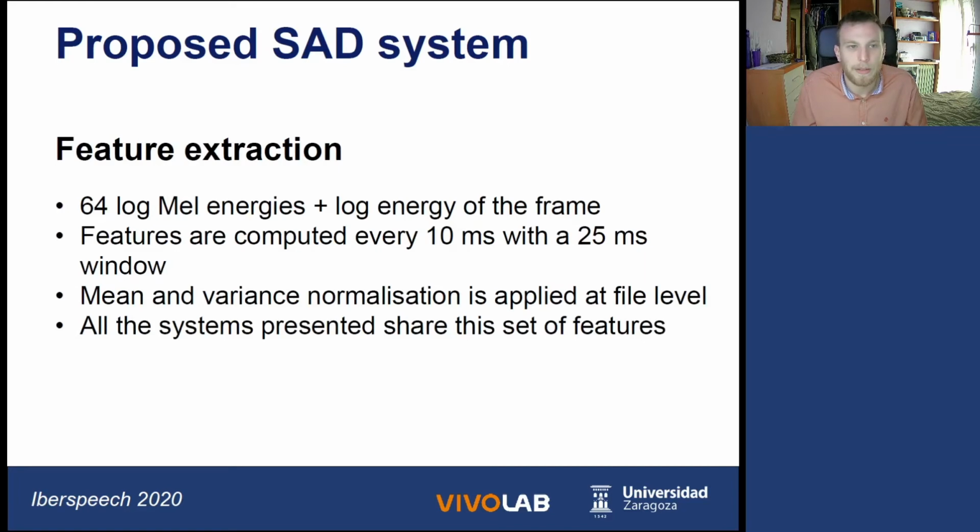Concerning feature extraction, we've been using traditional perceptual features. Namely, we use 64 log MEL energies concatenated with the log energy of the frame. These features are computed every 10 milliseconds with a 25 millisecond Hamming window. Finally, mean and variance normalization is applied at file level in order to get a zero mean and unit variance feature input. All the systems that we present in this paper share the same set of features.